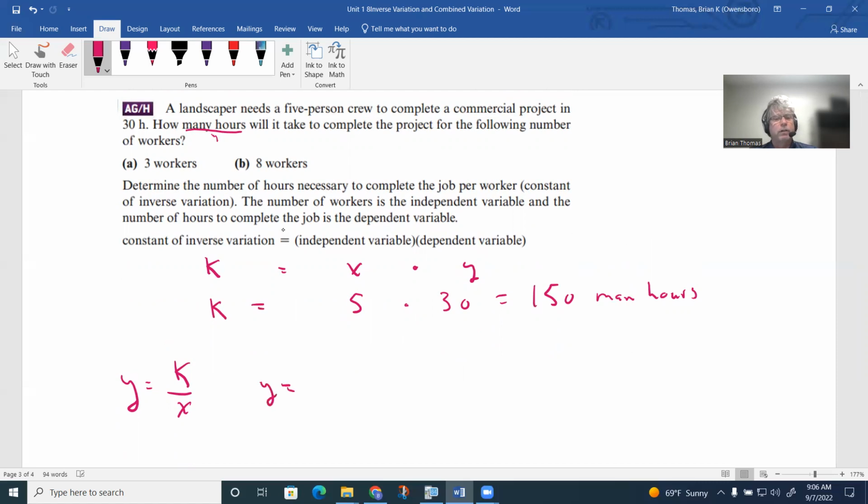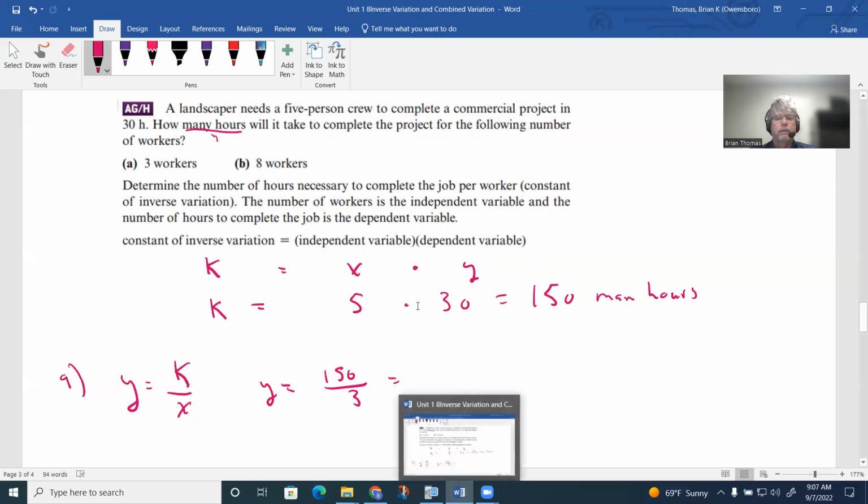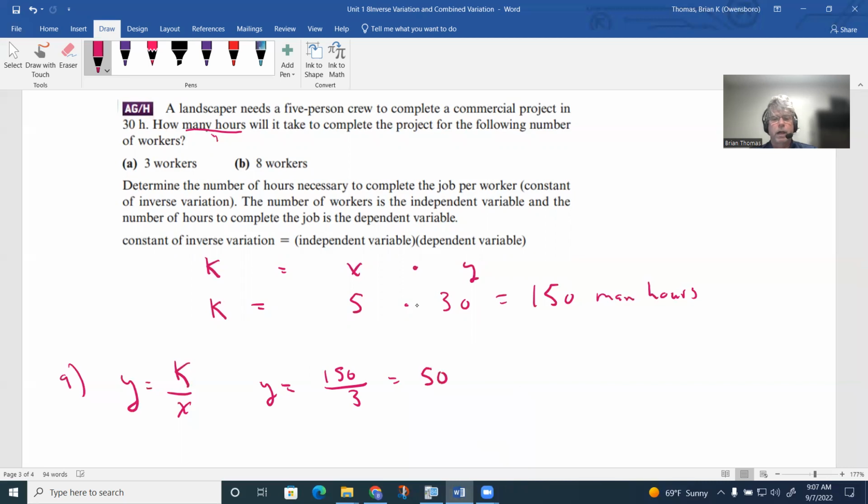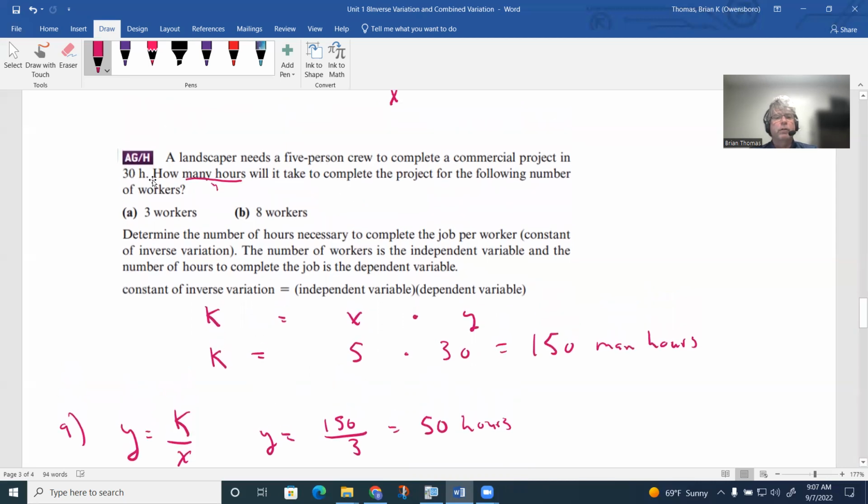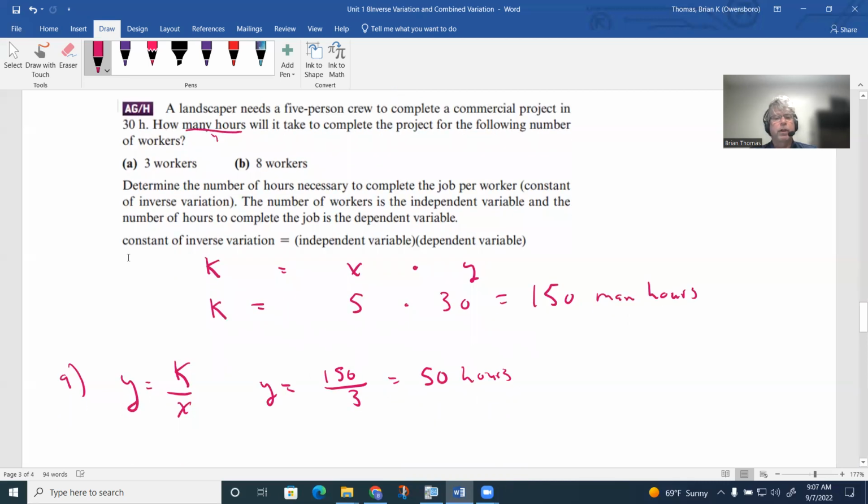So if I can put this all together, to find part A here, our formula is going to be y equals k over x. Where y is going to be the number of hours, since that's what we're looking for, and the workers is going to be our independent variable, our input value. So it's going to be 150 divided by 3 workers. If I divide 150 by 3, that would be 50 hours. Notice that 5 workers took 30 hours, so 3 workers should take more time. So 50 hours sounds reasonable for that problem.